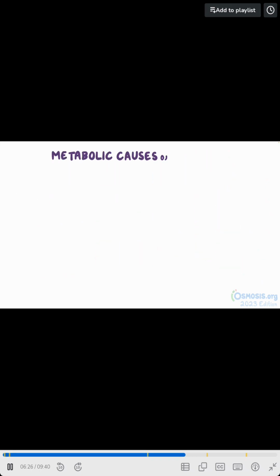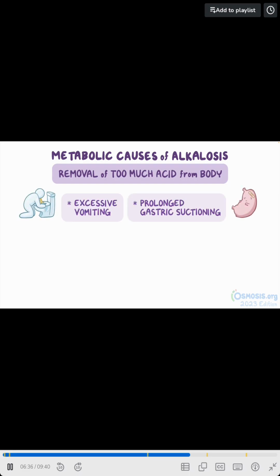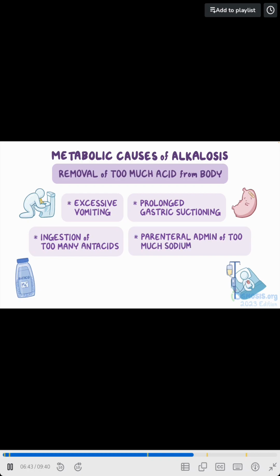Now, metabolic causes of alkalosis primarily occur from removal of too much acid from the body. This can be from excessive vomiting or prolonged gastric suctioning. Other causes include the ingestion of too many antacids or parenteral administration of too much sodium bicarbonate.